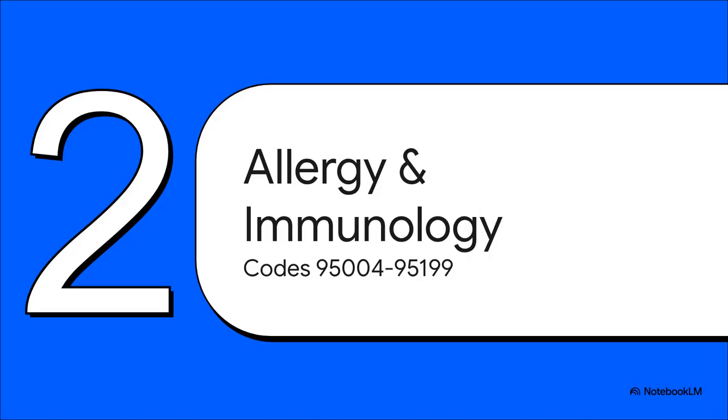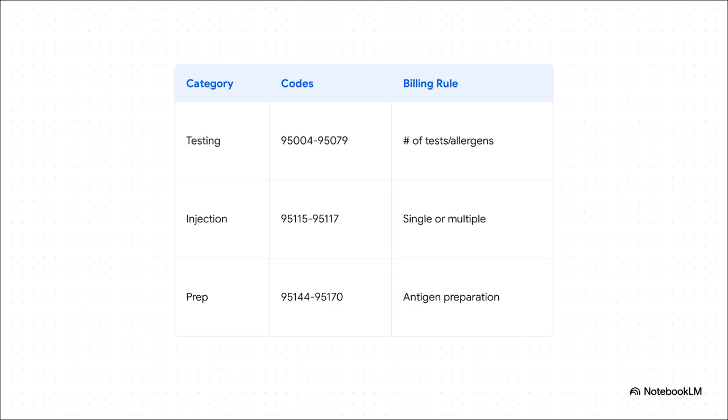Moving right along to Section 2, Allergy and Clinical Immunology, spanning codes 95004 through 95199. This area is built on incredibly strict component and unit-based rules. You absolutely must separate percutaneous testing, like your scratch, prick, or intradermal tests, which are billed based on the number of tests or allergens applied as units of service. You have to separate those from administration-only injections, like 95115 for a single injection or 95117 for multiple.